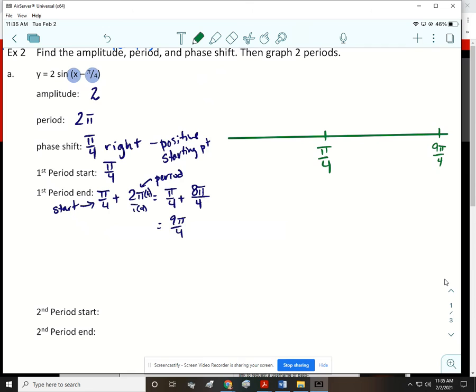Okay, then I want to find halfway between those. And if you can't do that in your head, it is okay. That's not super easy to do in your head. So for the halfway, I'm going to add pi over 4 and 9 pi over 4, and then divide that by 2. All right, so that's going to be 10 pi over 4. 10 pi over 4 is the same as 5 pi over 2. And dividing by 2 is the same as multiplying by 1/2. So that's going to be 5 pi over 4.